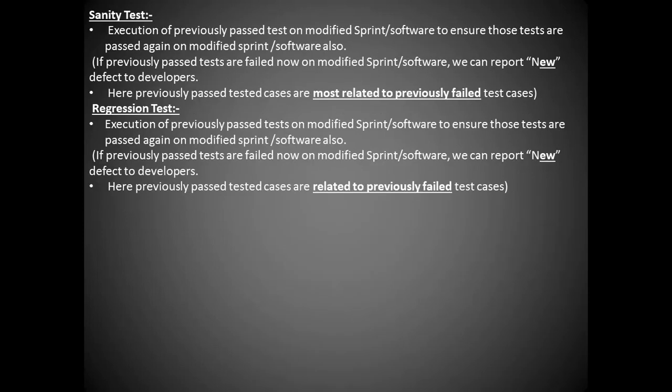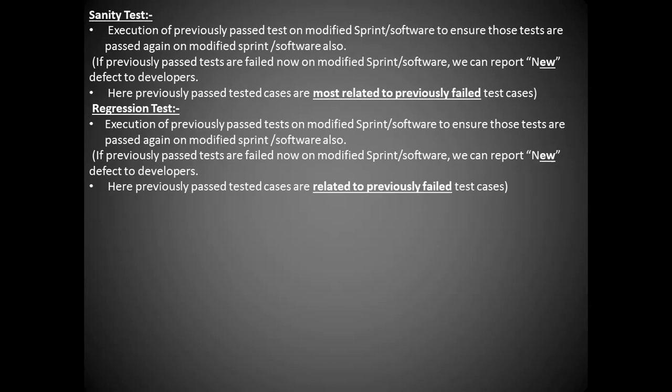Next one is Sanity testing. Execution of previously passed test cases on the modified sprint to ensure the tests pass again on the modified sprint also. If previously passed tests fail now on the modified sprint, we can report a new defect to the developers. Sanity testing is also called build acceptance testing. Here, previously passed test cases are most related to previously failed test cases.